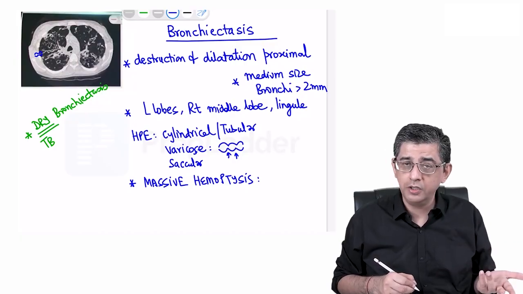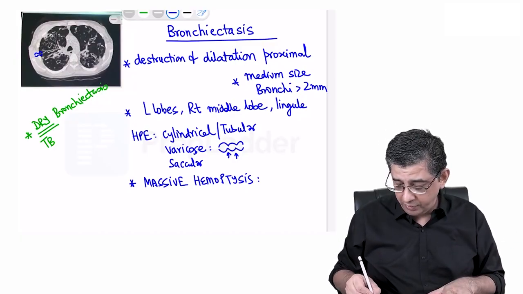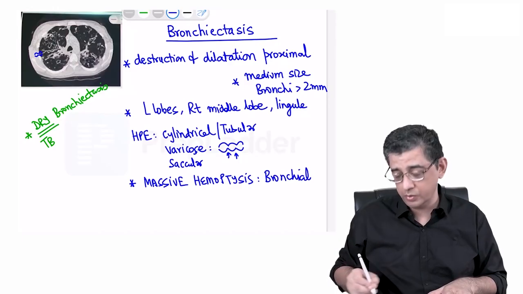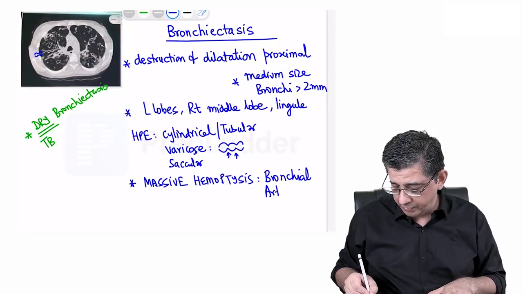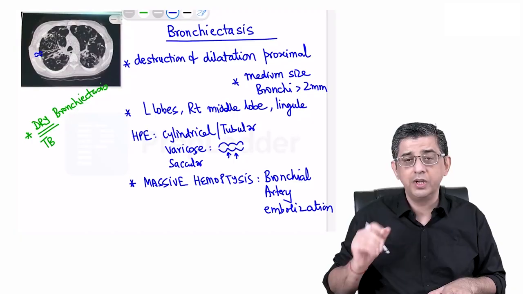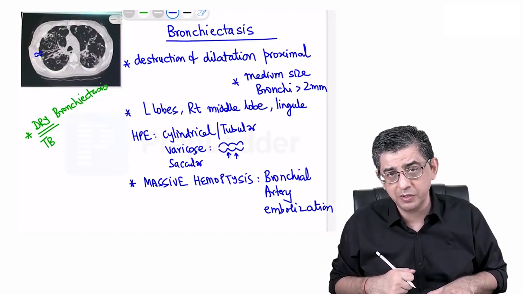Why? Because we have technology, we have strategies to handle this. I'm very sure that all of you have solved this MCQ in radiology also: what is the preferred treatment for massive hemoptysis? Then we're going to use interventional radiology, and we will go in for bronchial artery embolization for these patients.